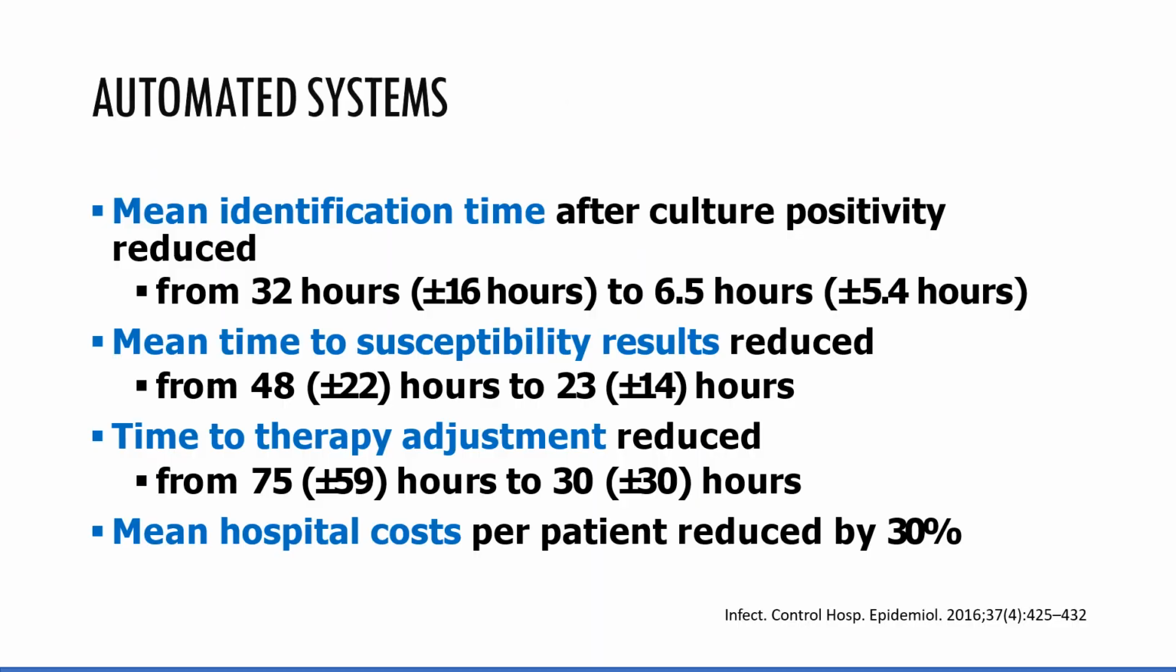With the automated system, the advantage is that the identification time after culture positivity is reduced from 32 hours to nearly 6.5 hours. The mean time to sensitivity testing is reduced from 40 hours to 23 hours. The time to therapy adjustment is reduced from 75 to 30 hours. The mean hospital cost per patient is reduced by 30%. You can refer to the article in Infection Control and Hospital Epidemiology for the details.